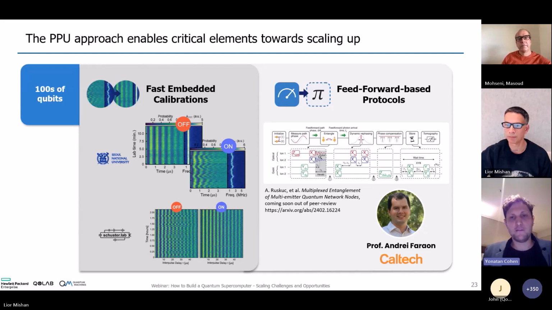The other element is feed-forward based protocols. By doing, again, this quantum classical loop very tightly, one can create, for example, highly entangled states very efficiently using mid-circuit measurements, classical processing, and feed-forward response. If you can click.